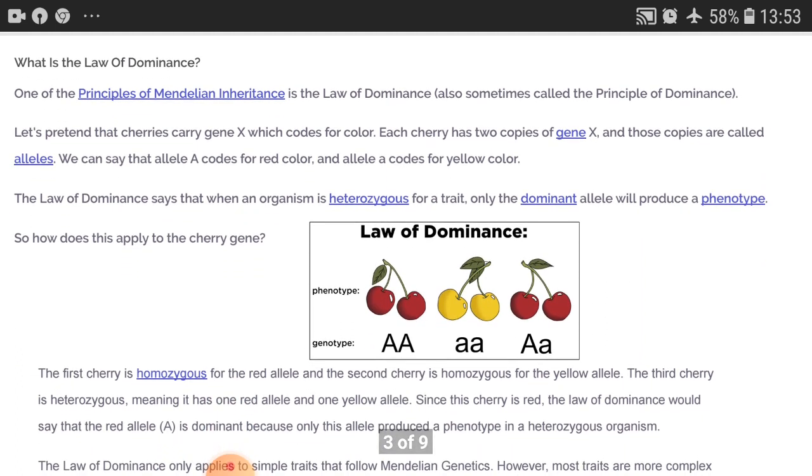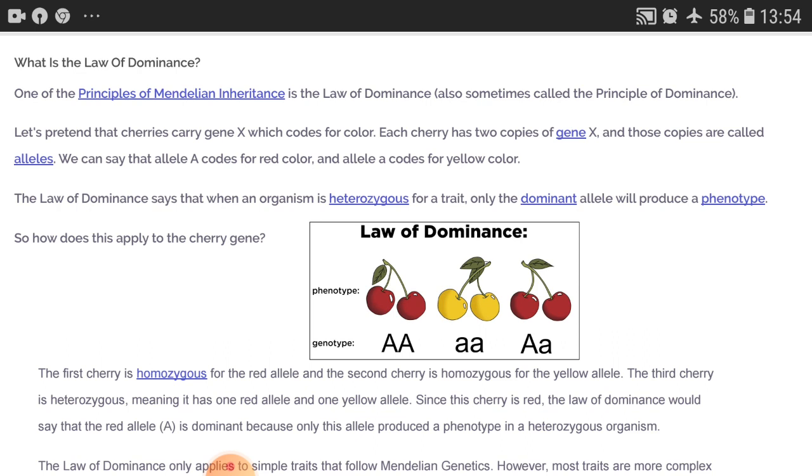I will try to explain it with an example first. We will take the example of cherries. Now, how we can explain it? Let's pretend that the cherries carry gene X for color. This is our assumption, right? So each cherry has two copies of gene X, and those copies are known as alleles. We can say capital A and small a. Capital A codes for the red color and the small a codes for yellow color.